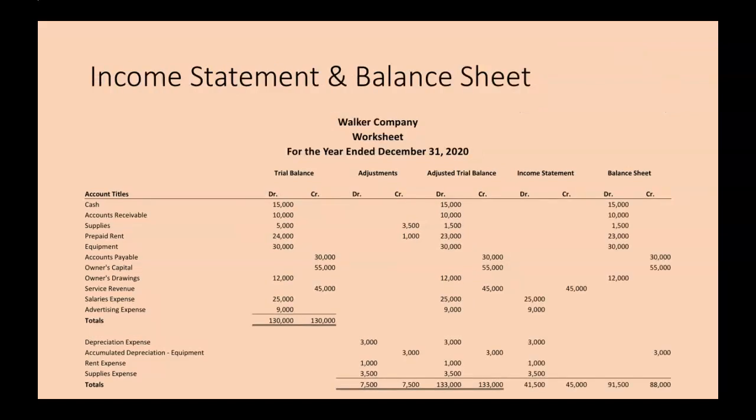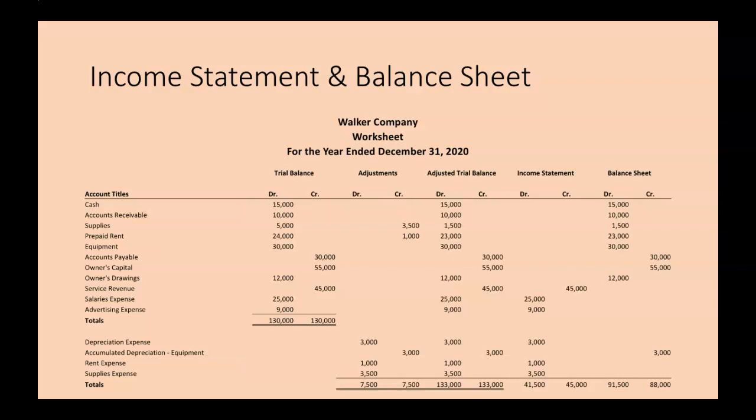On our income statement, we had our revenue of 45,000, and then we had our 5 different expenses. We had salaries, advertising, depreciation, rent, and supplies. We had all of those listed on our income statement. On our balance sheet, we had our assets, and make sure you also include your contra asset, your accumulated depreciation. And then we also had our liabilities, capital, and drawings. Now, when you add up your debit and credit columns here for the income statement and the balance sheet, you'll notice these don't equal. And that's okay.